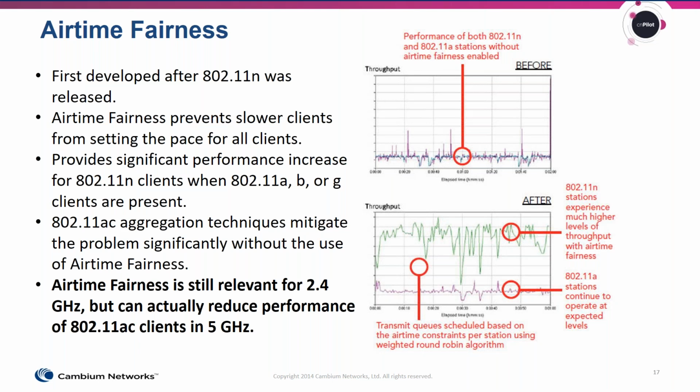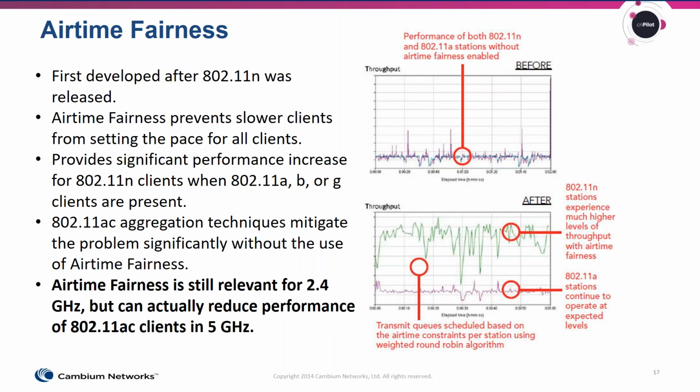So Airtime Fairness gives everybody, rather than an equal number of packets, an equal amount of time to talk. And that way, you'll see in the lower graph that the 11N clients are able to operate at a much higher throughput, much closer to what the 11N's capabilities are, while the 11A or 11G clients are still back down where they were in their throughput. This is great for 2.4 because in the 2.4 band today, the only clients that exist are B, G, and N.